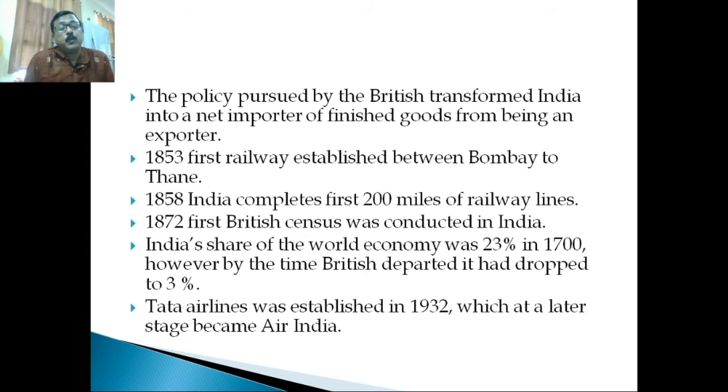So when they came to India, in order to facilitate the expansion of their industries, in 1853 they started railways in our country, and it started from Bombay to Thane. Then in 1858, India first completed 200 miles of railway lines. Then in 1872, the first British census was conducted in India.